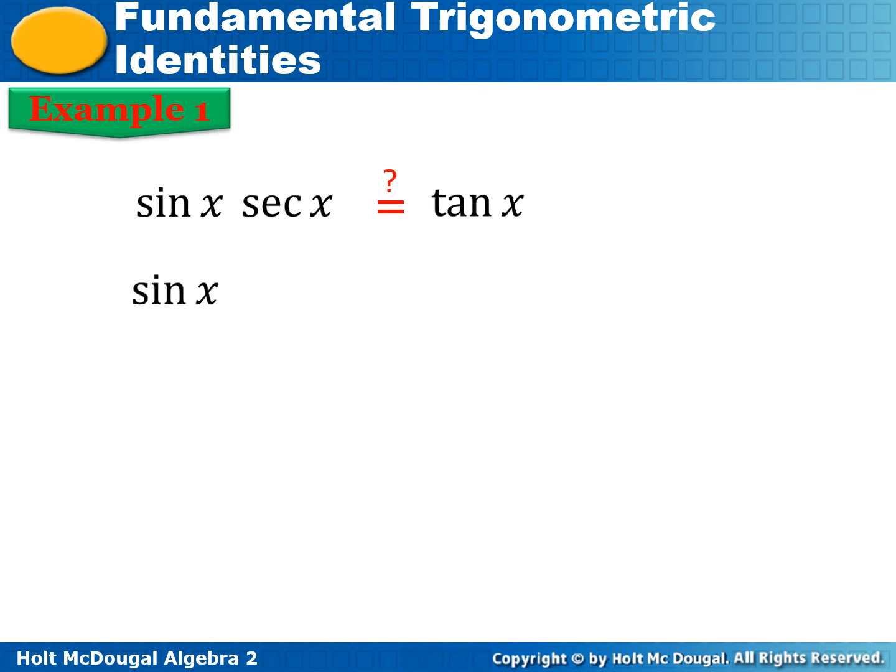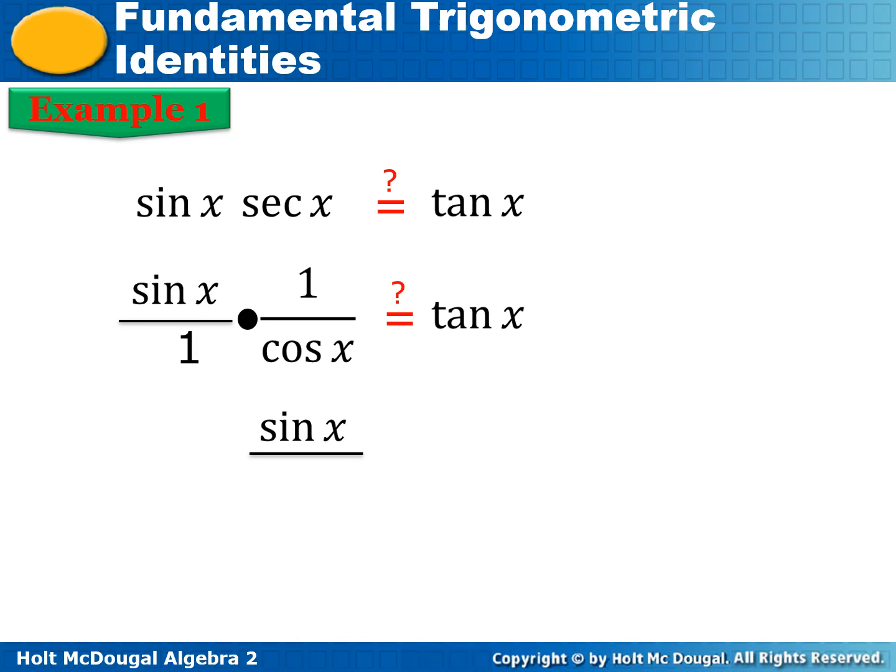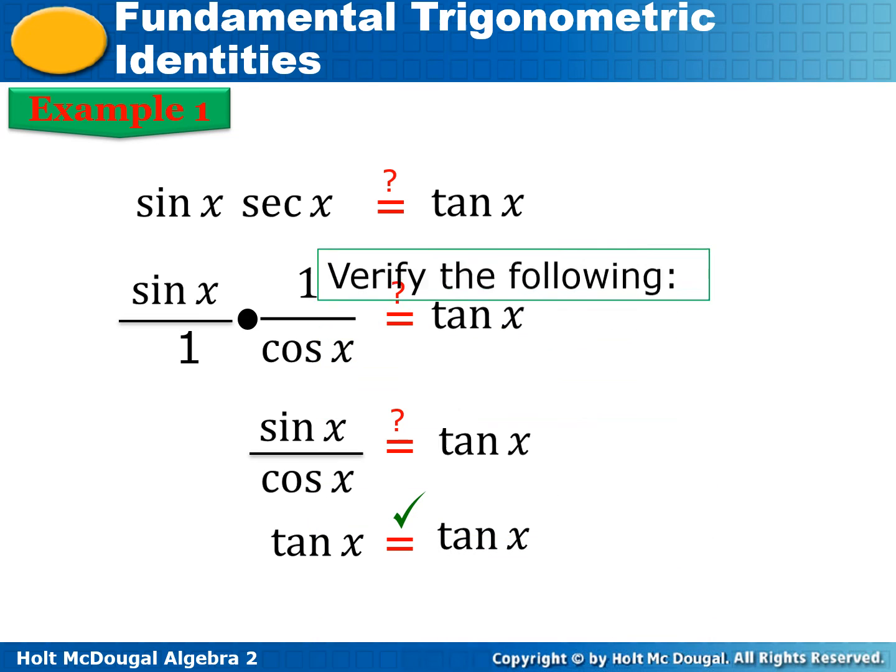So from here, we are going to have sine x. Then we are going to rewrite secant x as 1 over cosine x. Is it equal to tan x? From here, we are going to multiply sine x times 1 over cosine x. If we give sine x the denominator of 1, then sine x times 1 is sine x, over 1 times cosine x is cosine x. Is it really equal to tan x? We all know that tan x is equal to sine over cosine, so tan x is really equal to tan x.